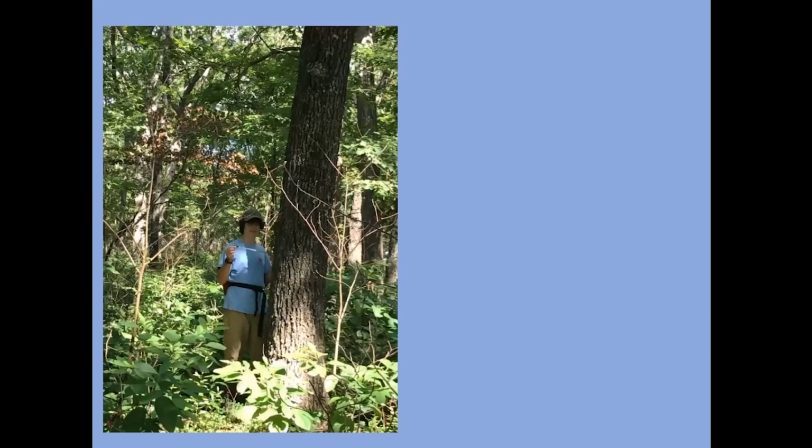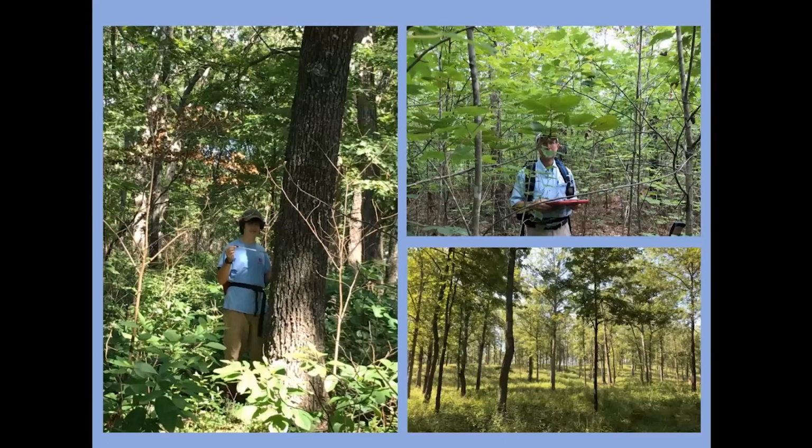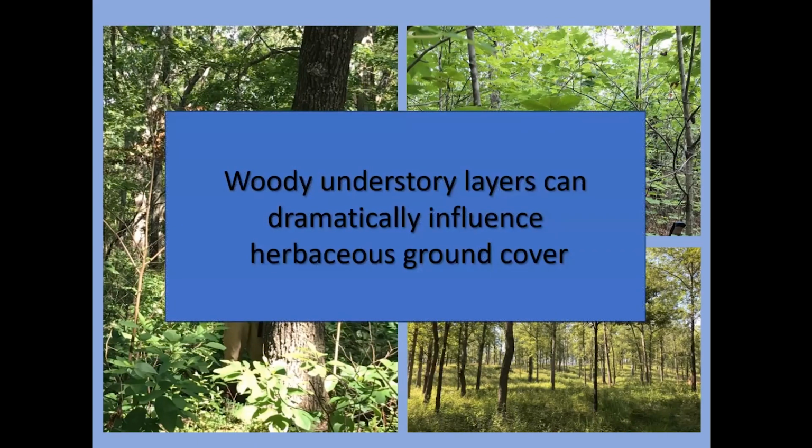Okay, so here are some examples of different understory and midstory growth levels and how they can influence the ground flora composition. As you can see, in the picture on the left, there is not going to be much of a ground flora layer because there's just not much sunlight getting down to that ground flora. It's going to be the same thing for the picture on the upper right. On the lower right, we have a high ground flora composition because we're allowing sunlight to get down to that level. But the big takeaway here is that woody understory layers can dramatically influence herbaceous ground cover.